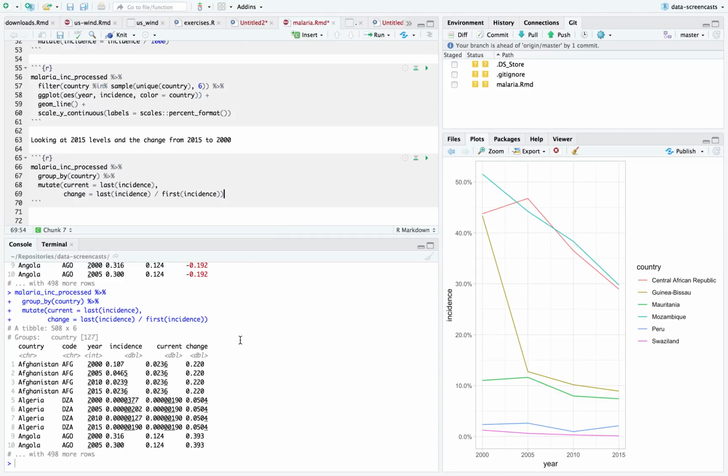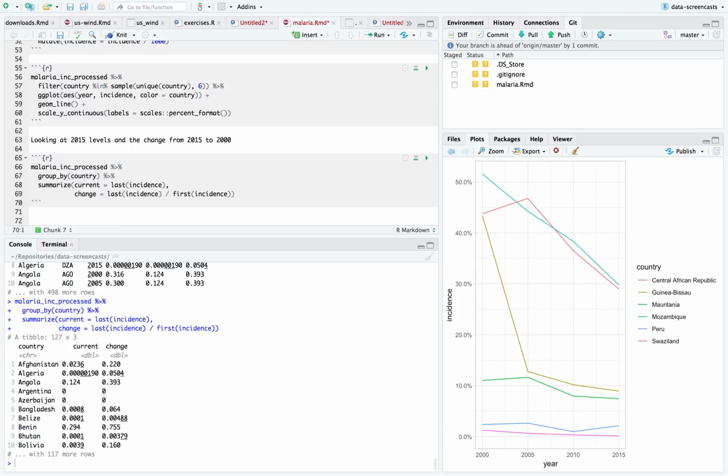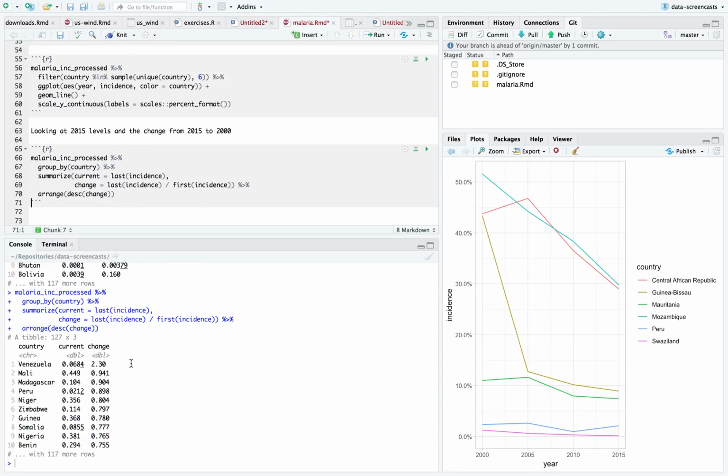Rather than the absolute value, going from 2% to 1% is still a kind of dramatic change. All right, I'm going to start with that. Then I'm going to say, well, instead of mutating, I meant to summarize, because I only want one row for every country: country, current level of malaria, change in the level of malaria. If I'm interested in the countries with the biggest changes, I could do descending change.